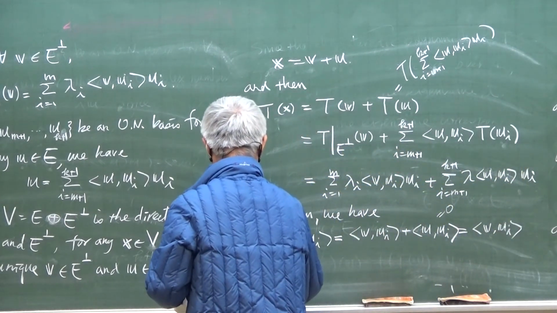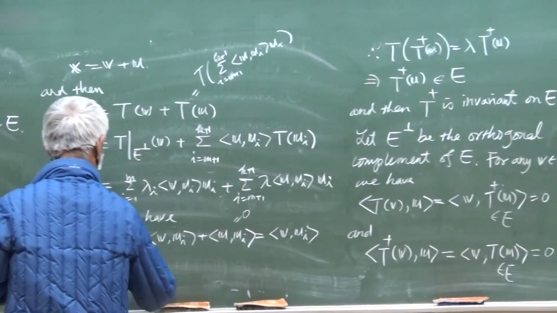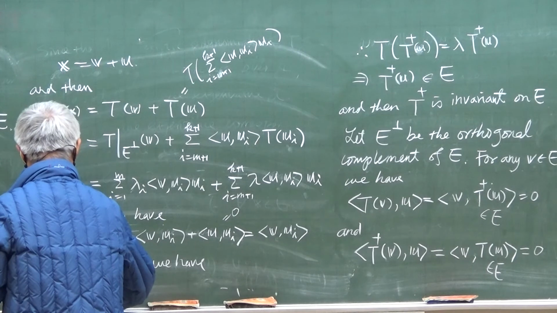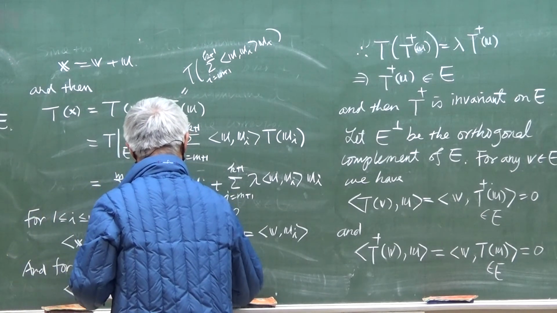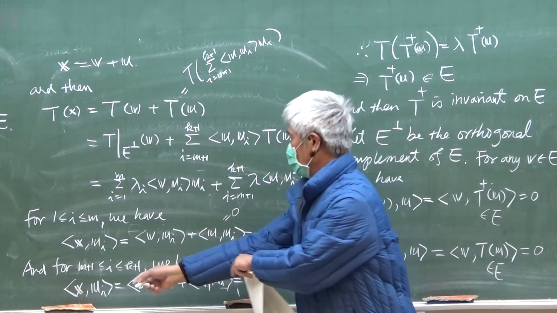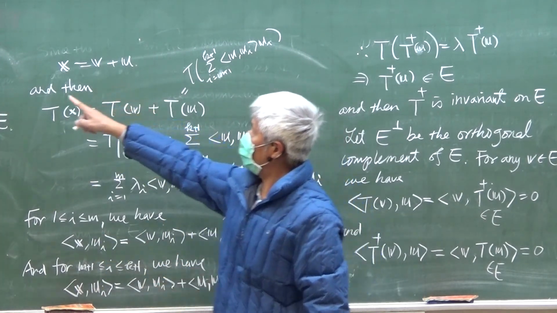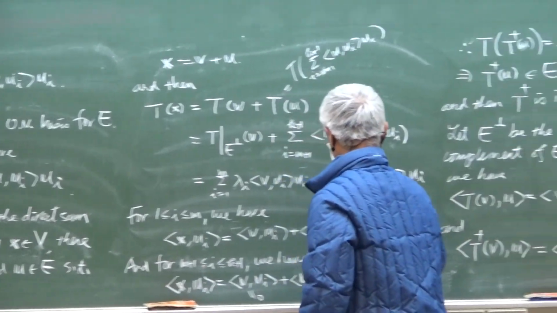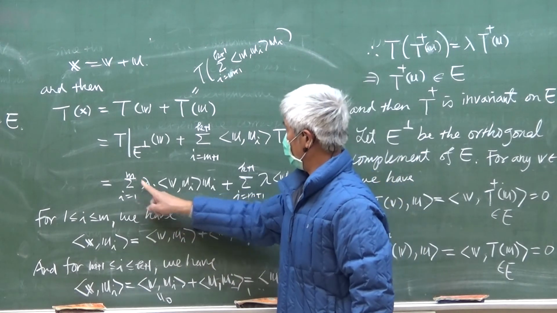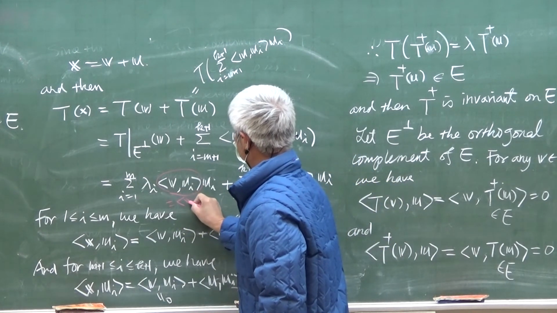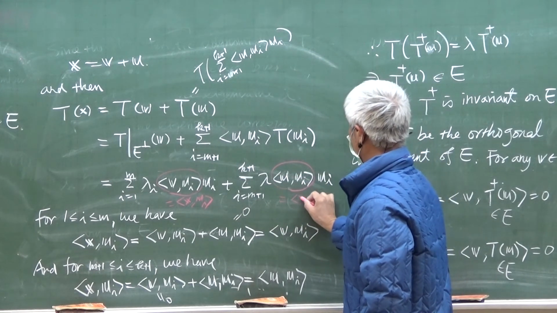And similarly, for i from m plus 1 up to k plus 1, we have ⟨x, u_i⟩, which is ⟨v, u_i⟩ plus ⟨u, u_i⟩. But the u_i, for i from m plus 1 to k plus 1, are in E, and v is in E perp, so ⟨v, u_i⟩ is 0. So for i from 1 to m, this inner product is equal to ⟨x, u_i⟩, and similarly for i from m plus 1 to k plus 1, this inner product is equal to ⟨x, u_i⟩.